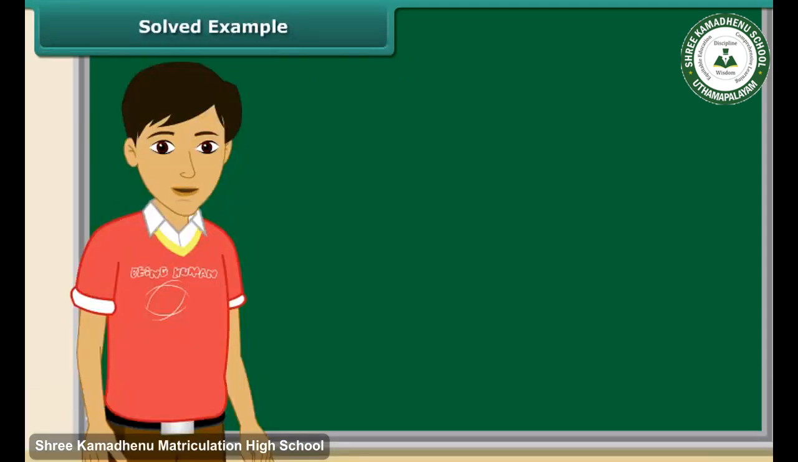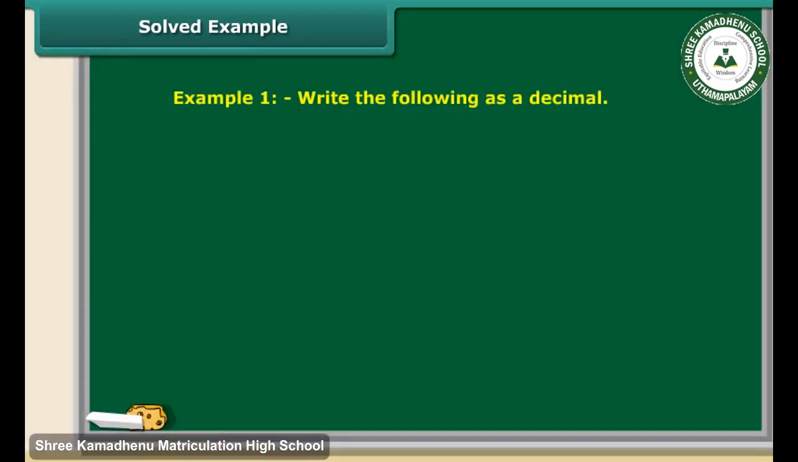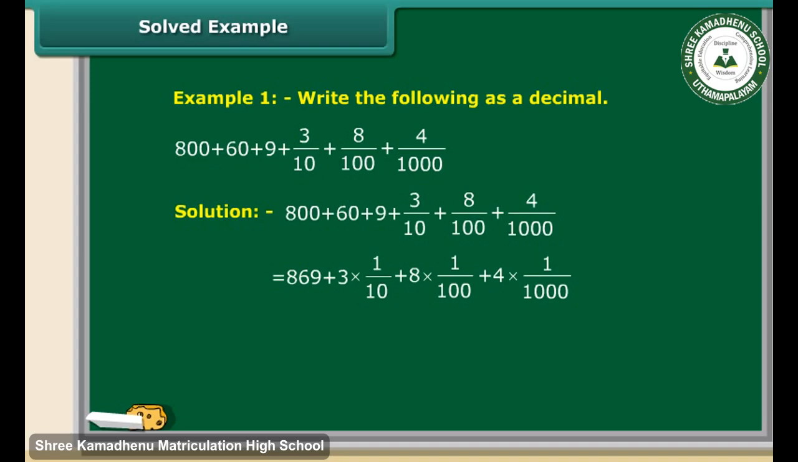Let us test our understanding by solving some questions. Write 800 plus 60 plus 9 plus 3/10ths plus 8 hundredths plus 4 thousandths as a decimal. 800 plus 60 plus 9 is 869. 3/10ths plus 8 hundredths plus 4 thousandths is 0.3 plus 0.08 plus 0.004, which adds up to 0.384. So the answer is 869.384.